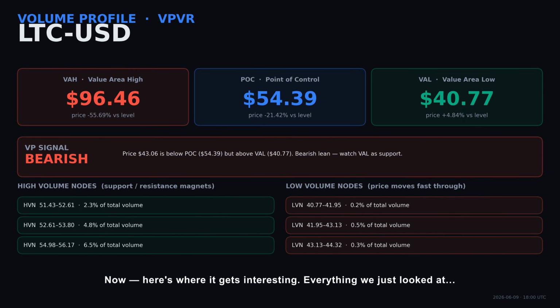Next up, volume profile, also called VPVR. This tells us where the highest traded prices are sitting, which acts as a magnet for future price action. The point of control, the most traded price, is at $50.39. The value area runs from $40.7 on the low side to $96.46 on the high side, meaning 70% of all volume traded inside that zone. The signal here is bearish. Price $43.06 is below POC, $54.39, but above VL, $40.77. Bearish lean. Watch VL as support.